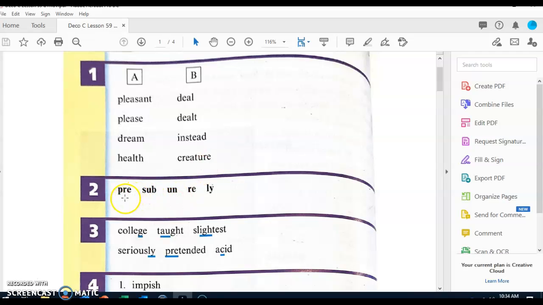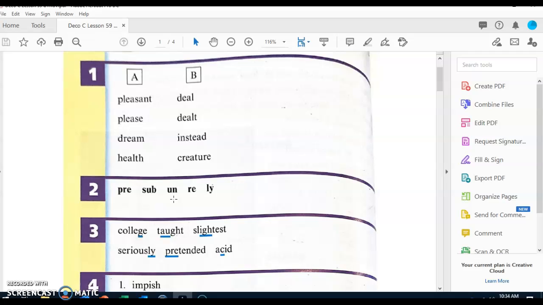Now let's go ahead and touch part 2. Let's see if you remember a meaning for those affixes. Touch the letters P-R-E. What's one meaning of pre? Before. Touch the letters S-U-B. What's one meaning of sub? Under or less than.